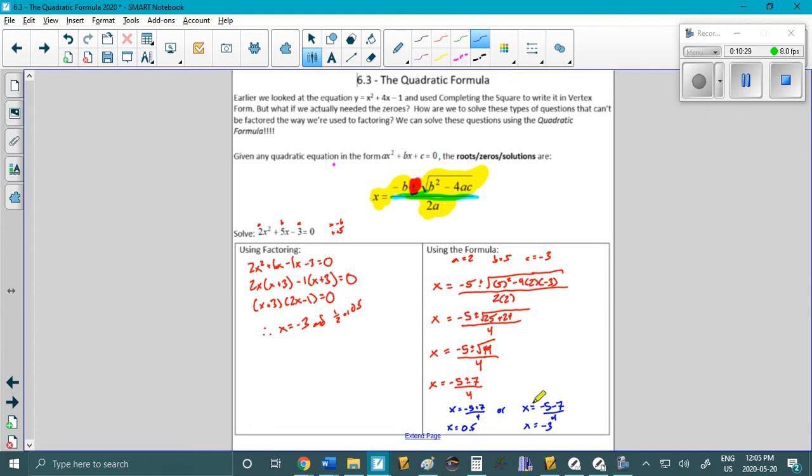This way always works, even if it can't be factored. Okay, so the quadratic formula is necessary when something doesn't factor. And I would say the majority of parabolas probably don't factor, because the odds are if you have a bunch of random numbers for a, b, and c, it's not going to factor.